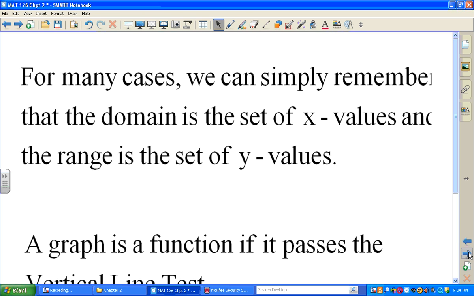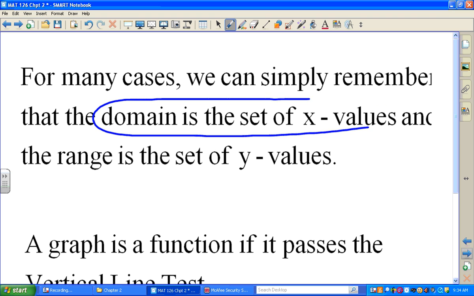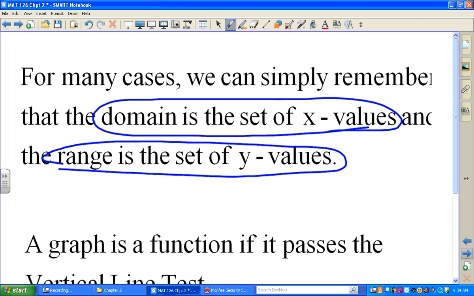What does this say? For many cases, we can remember the domain is a set of X, also known as the abscissa, and the range is a set of Y's, also known as the ordinates. So, domain, range, also known as the independent.